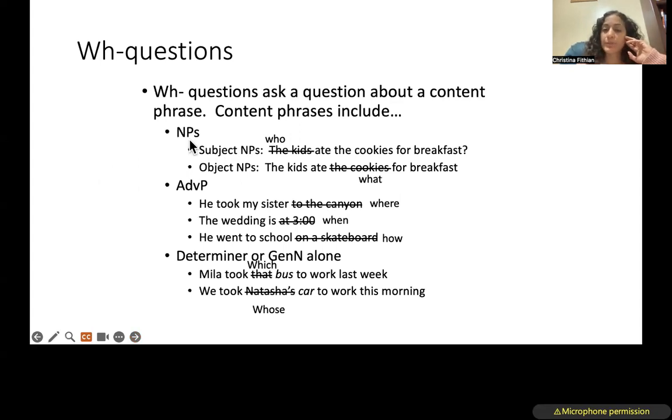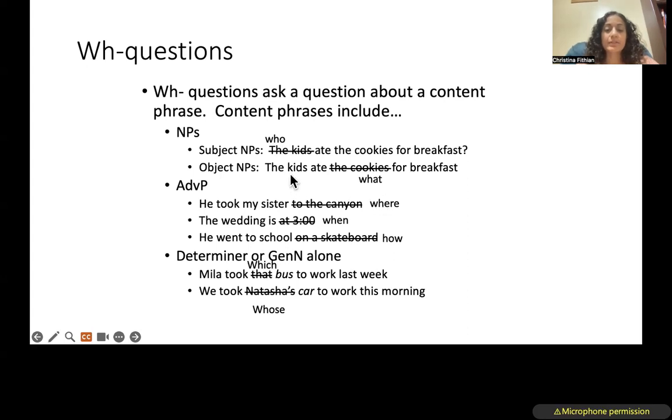So let's look at NPs, for example. Let's say I have the sentence, the kids ate the cookies for breakfast. Now, in this instance, I want to ask a question about the subject. So instead of saying the kids, I'm going to say who ate the cookies for breakfast. So I'm going to use a WH word, in this case, who. There aren't very many WH words. We have who, what, when, which, whose. And then we have a number of adverbial words and phrases like why, or how long, or how many times, etc. How frequently. So these are all interrogative prodeterminers or pronouns or proadverbs, as we see these WH words.